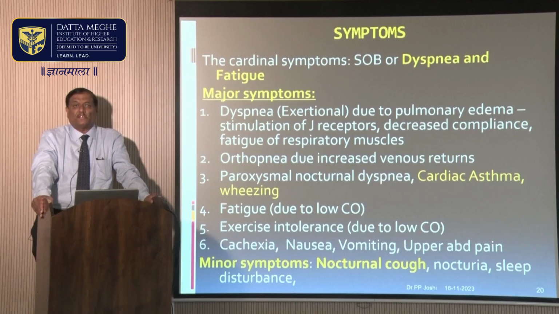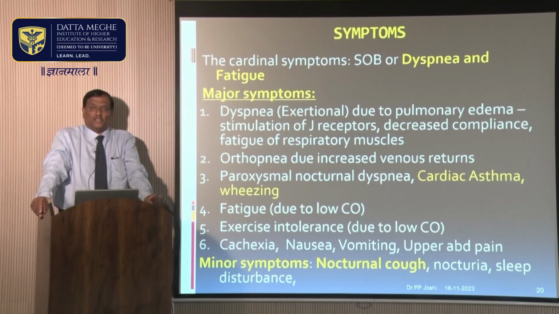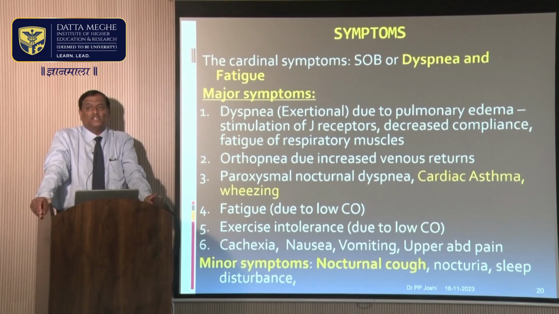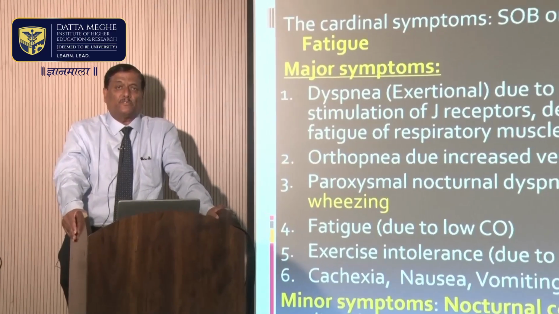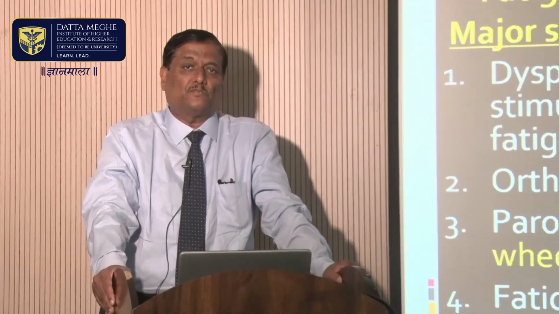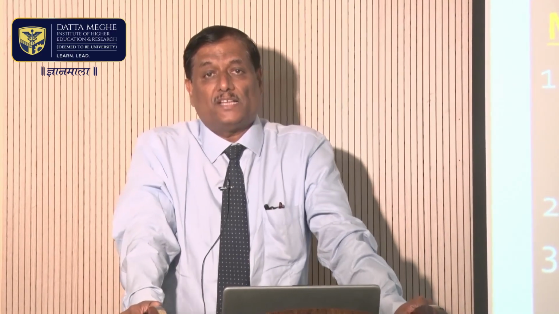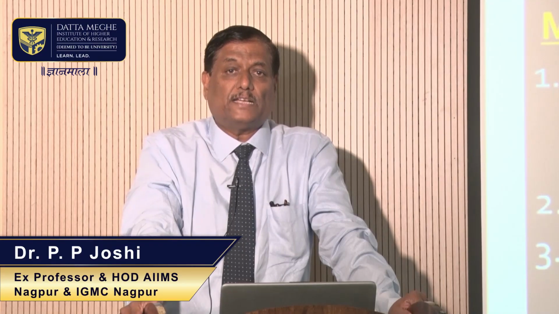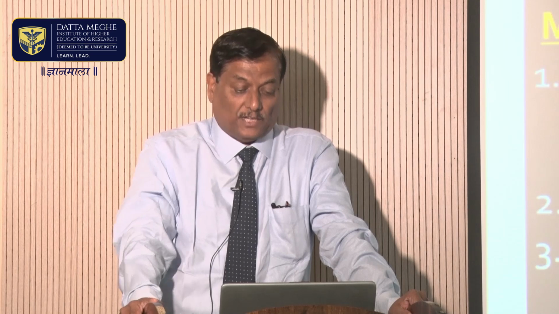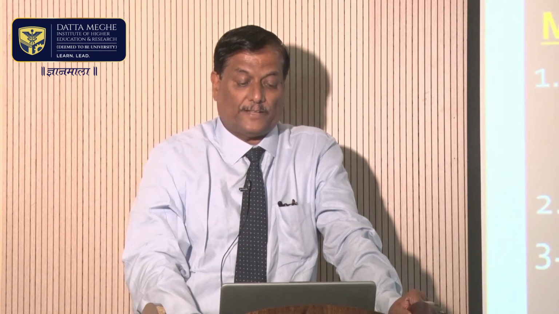Cardiac cachexia occurs because patients who have heart failure have a lot of nausea and vomiting. Nausea and vomiting occur because there is hepatic congestion and also congestion of the stomach, so the patient does not take adequate food, and that leads to cachexia, which means wasting of the muscles. His weight may not decrease because he is retaining fluid, and it may be normal, but his muscle mass decreases. Cachexia is a term we use for muscle wasting, basically seen in patients who have cancer, but cardiac cachexia can also occur in patients who have heart failure. There are some minor symptoms like nocturnal cough, nocturia, and sleep disturbances. Mainly these symptoms are of left-sided heart failure.